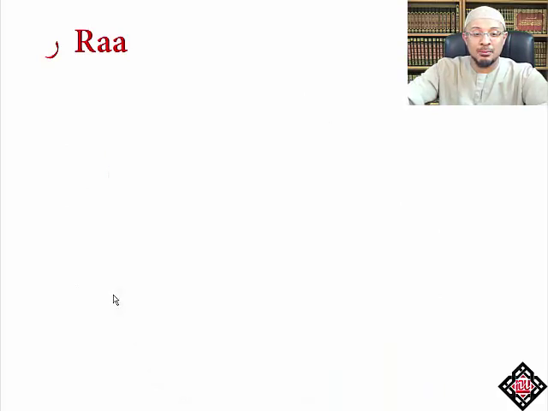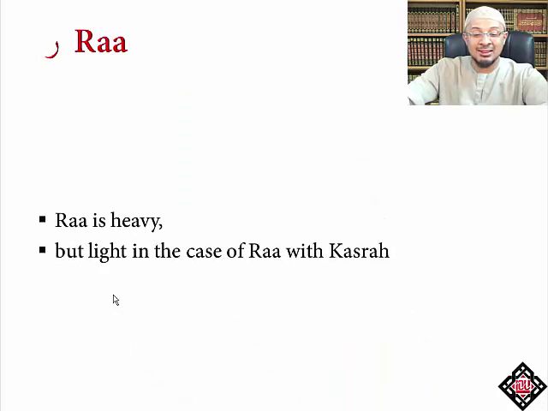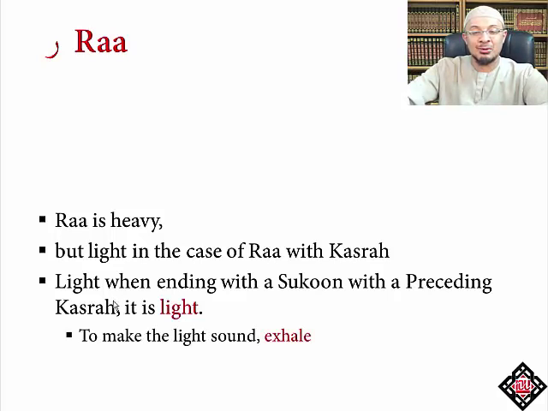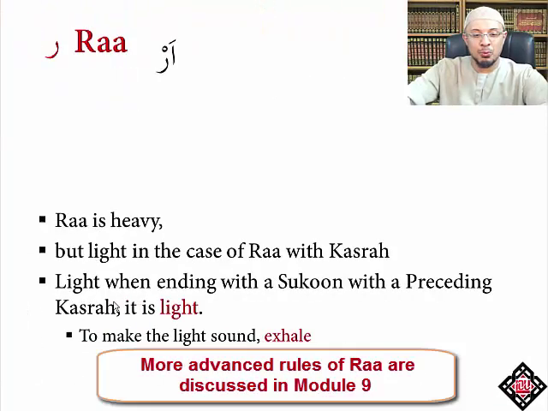So that is ra. Ra is heavy, but light in the case of ra with kasra, and light when it's ending with sukoon with a preceding kasra. To make the light sound, remember to exhale if that's a problem. So you have ar, ur, ir, ra, ru, ri.